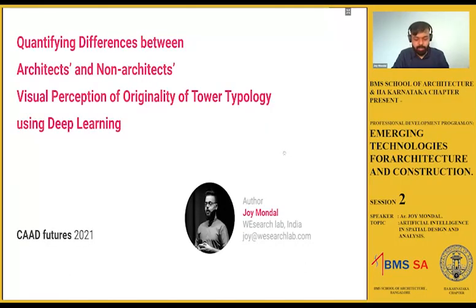Right. The second example is where we used AI to quantify and then predict the differences between architects' and non-architects' visual perception of originality of design. In this context, we picked up the tower typology to compare how architects perceive originality versus how non-architects perceive originality. Tower typology was picked because that typology exemplifies what complex modern architecture is, because it involves expression on the outside with an intense level of engineering on the inside.